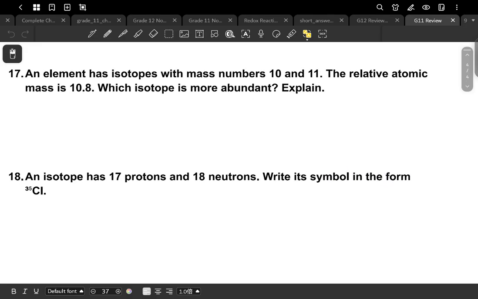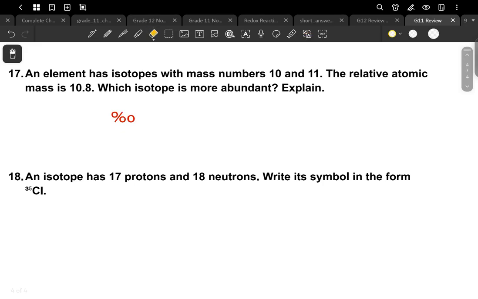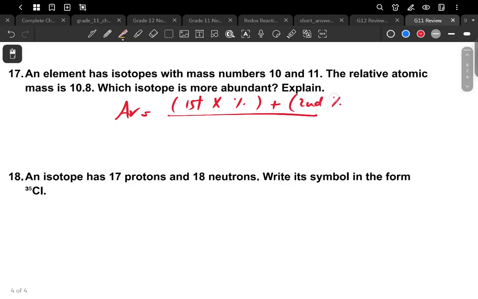An element has isotopes with mass numbers 10 and 11, and the relative atomic mass is 10.8. Which isotope is more abundant? That is a very tricky question. We said that the relative atomic mass Ar equals the first isotope multiplied by its percentage plus the second multiplied by its percentage, divided by 100, right? We can do this on the calculator and solve for x.